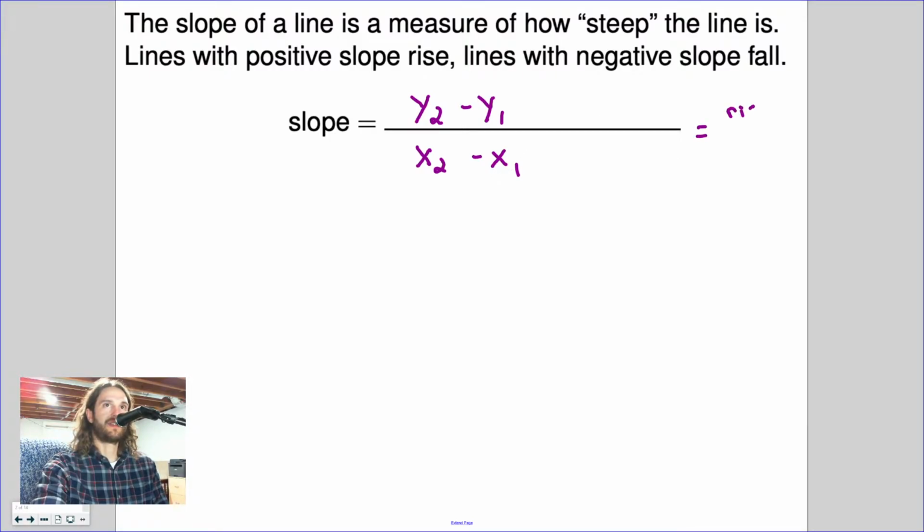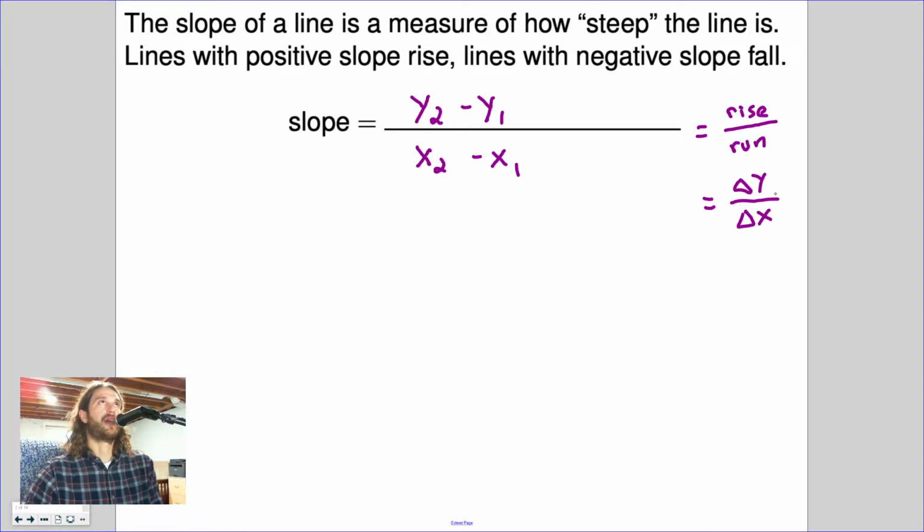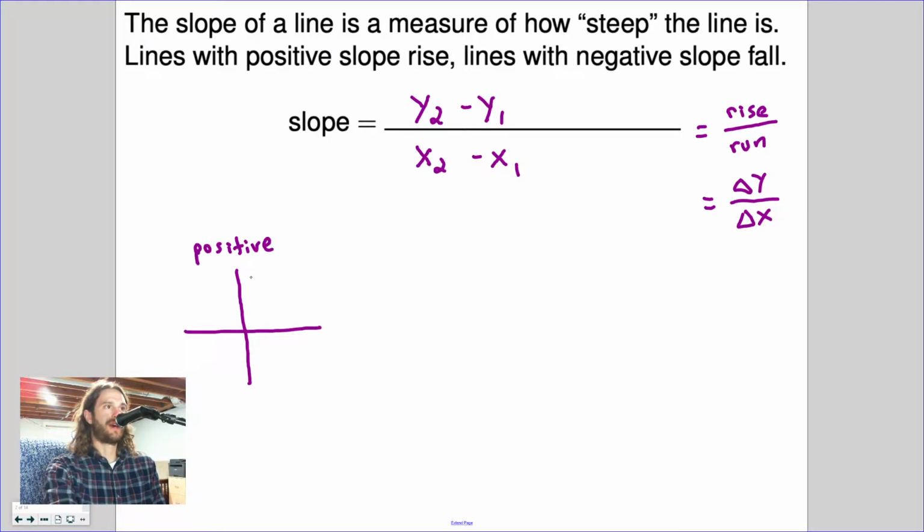You guys may have seen this before as rise over run, or change in y over change in x, sometimes written with triangles. That's delta y, delta x. That means change in y over change in x. So it's important to remember that slope kind of falls into 4 categories. Those 4 categories are when the slope is positive. When the slope is positive, that's when you have a slope that's kind of going uphill like this. It could be really steep. Anytime you go from left to right on the graph and you're going in the upward direction, this is going to be a positive slope.